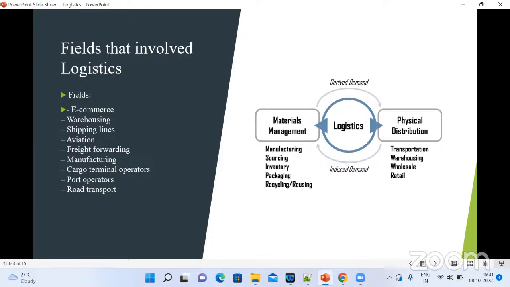So we have multiple fields: cargo, manufacturing, freight, port operations, road transport, all involved in logistics. We also have multiple distributions, materials management and physical distribution. Depending on supply and demand, we create materials and manage them according to demand, based on how much material is needed to fulfill that demand or satisfy those customers.